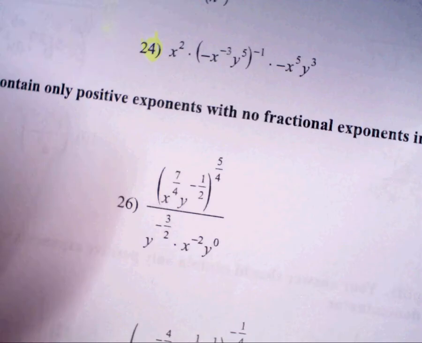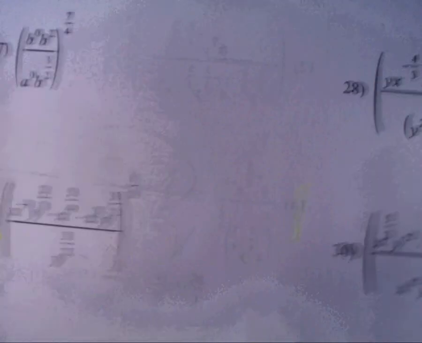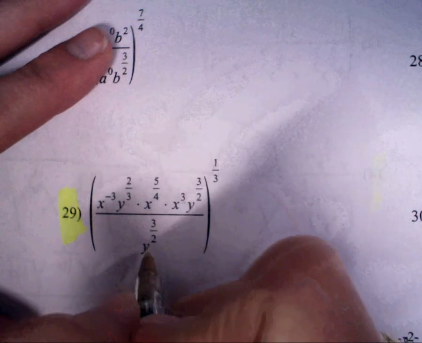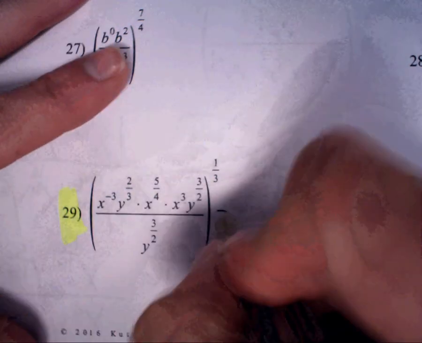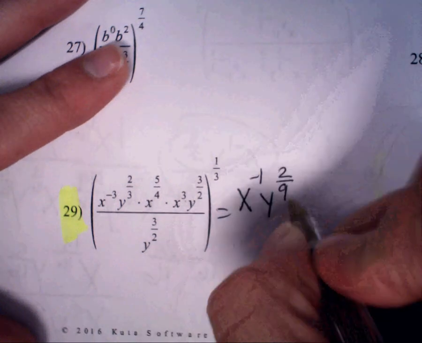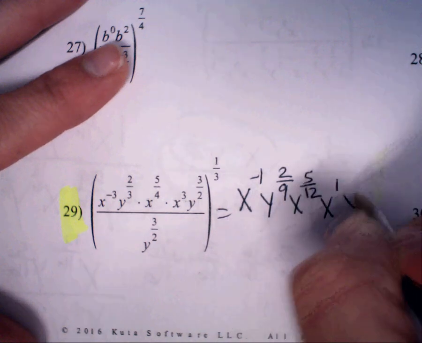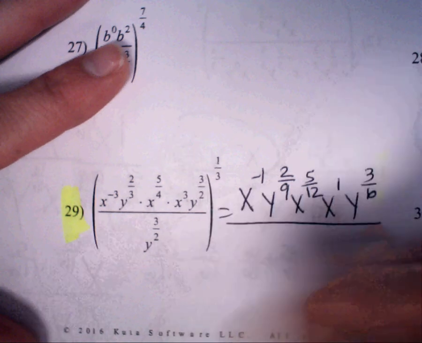Alright, so same thing here. I'm going to worry about, hold on, let's do a more difficult one. Let's do this one. So, I'm going to multiply. So, x to the negative 1, y to the 2/9, x to the 5/12, x to the first, y to the 3/6, over, don't forget this goes down here too, y to the 3/6.